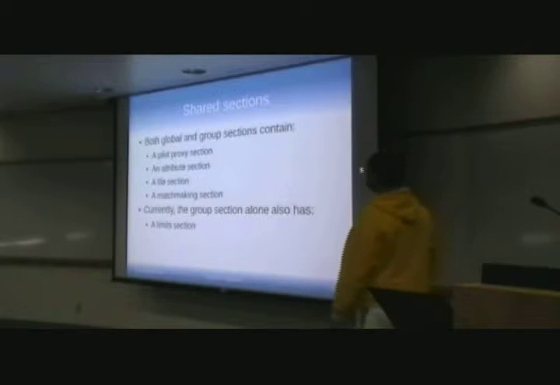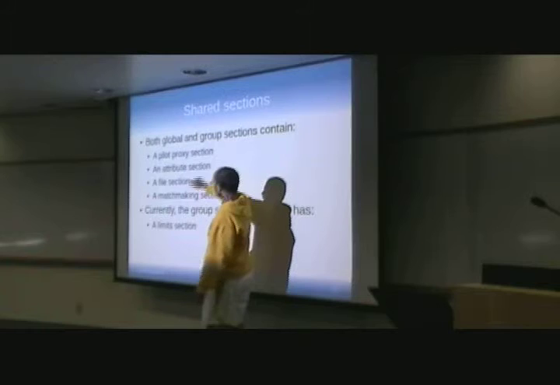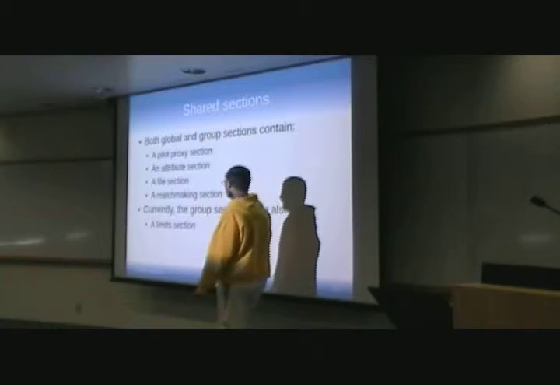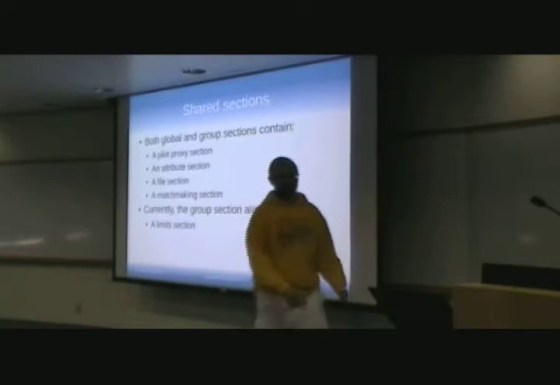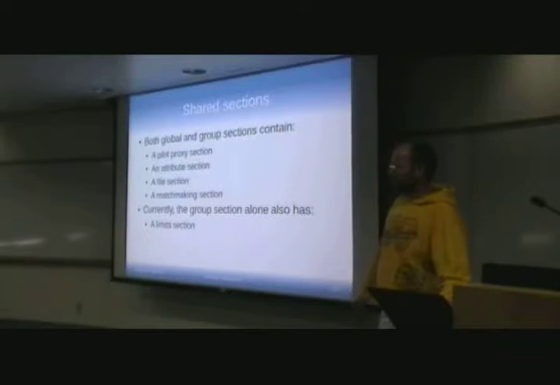So, what goes in both the global and the group section? You have a pilot proxy section, an attribute section, a file section, and a matchmaking section. Plus, the group section has a limit section, which is not in the global one. Although, while I wrote this slide, I said, why not? It just makes sense.